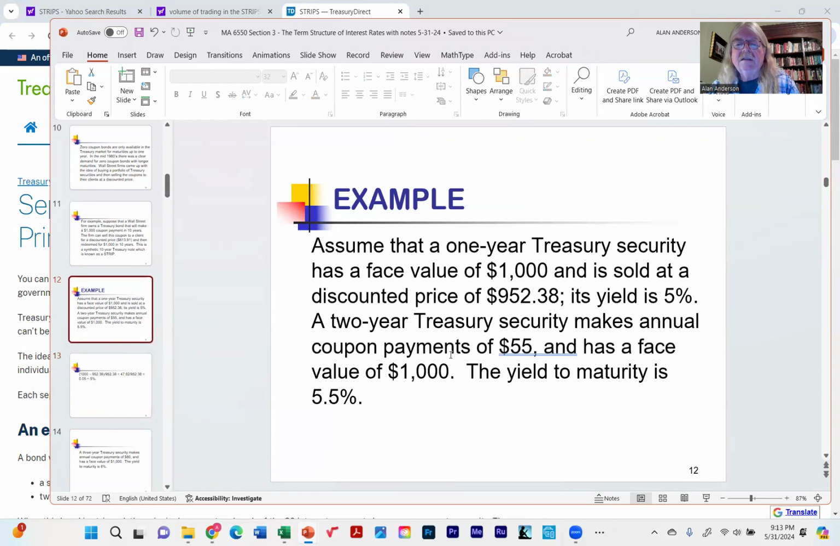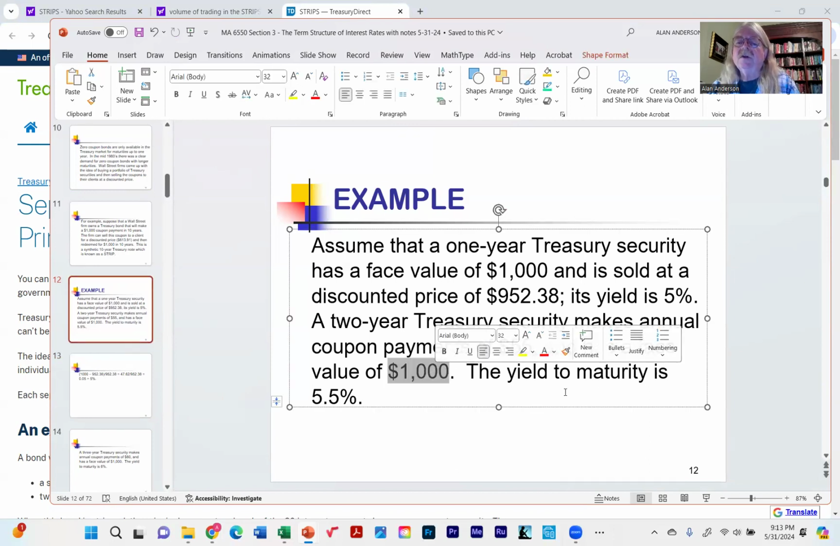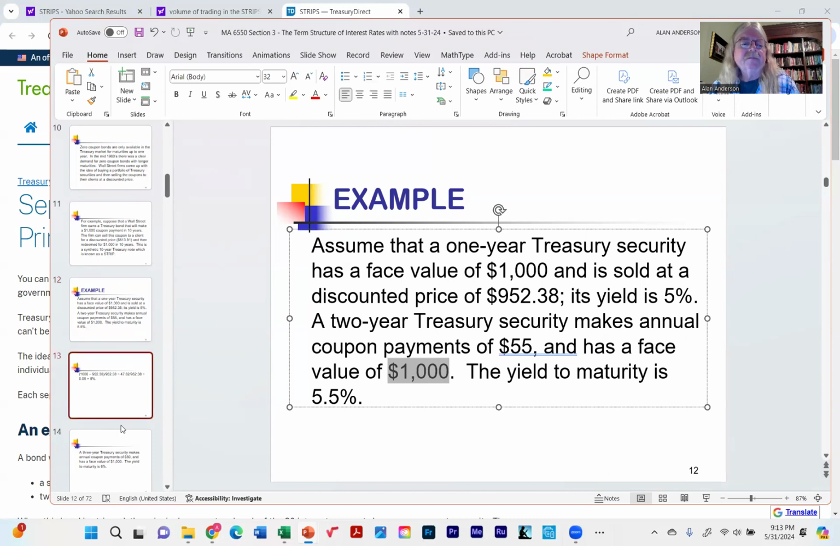Now, we also see in the marketplace a two-year treasury. By the way, the one-year treasury is called a treasury bill. The two-year treasury is called a treasury note. This one is a coupon-bearing bond. It has annual coupon payments of $55 and a face value of $1,000. Now, because the bond is selling for $1,000, the yield to maturity is 5.5%.